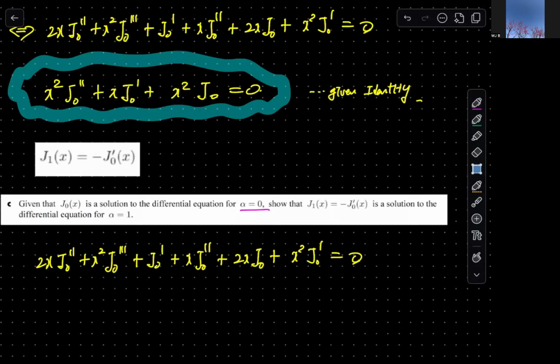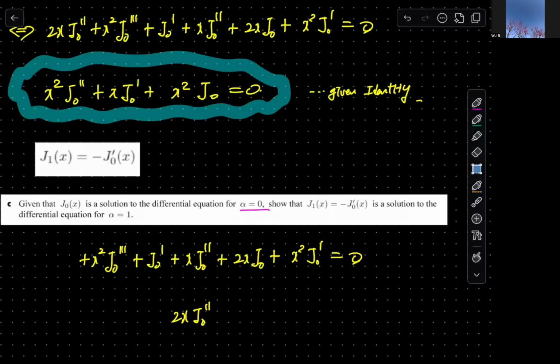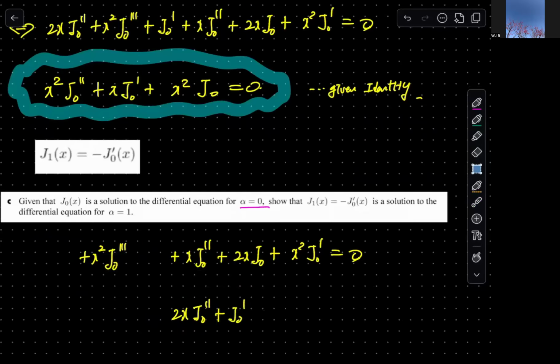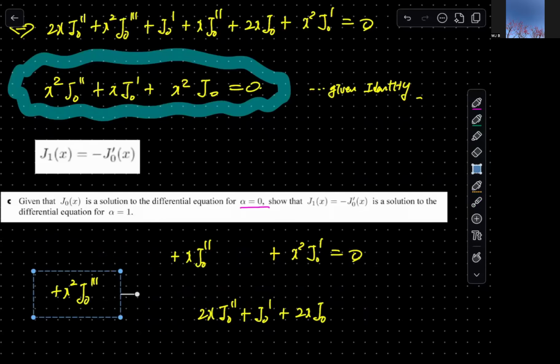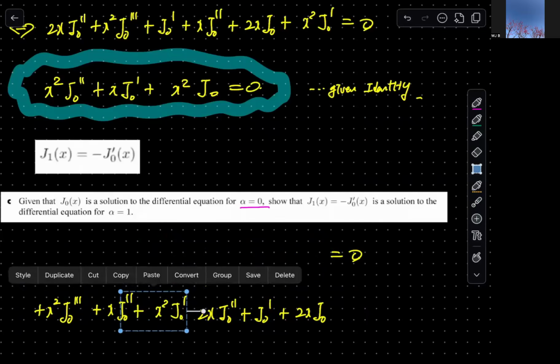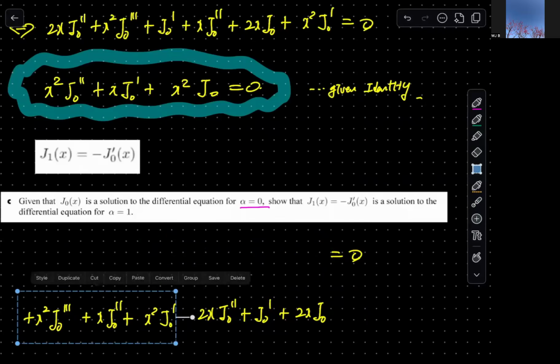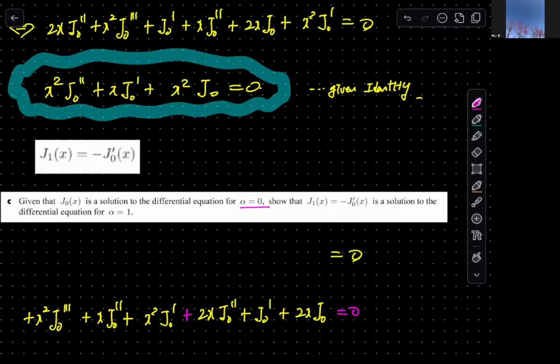Well, I do have that third derivative. Do I have x squared J prime? No, I don't. For the second derivative, it's matched with 2x. Okay, still, I like it. For the J1, I have it here. For the J naught, I have it here. And then the rest are these. I do know that this is equal to 0 because that was just a differentiating of the given identity. This is equal to 0.